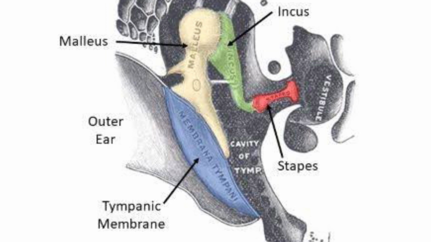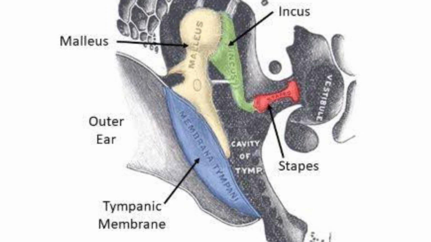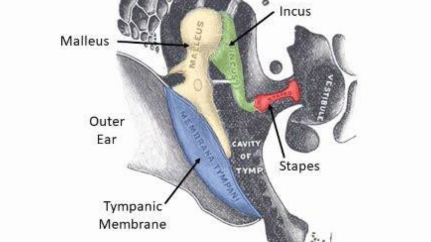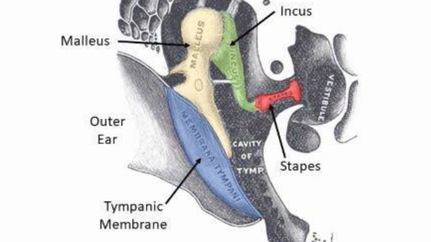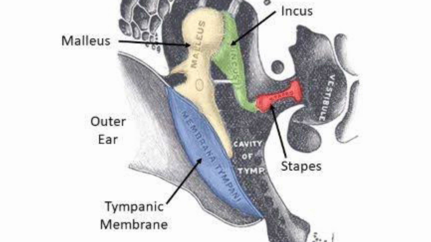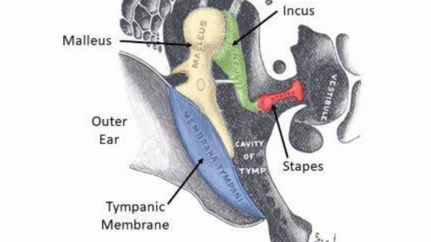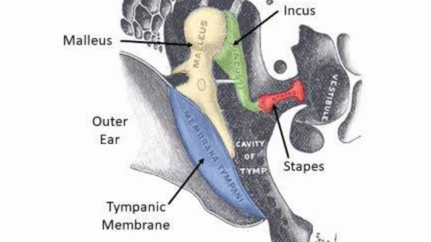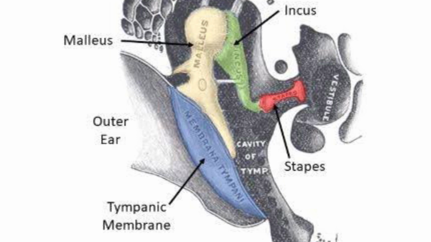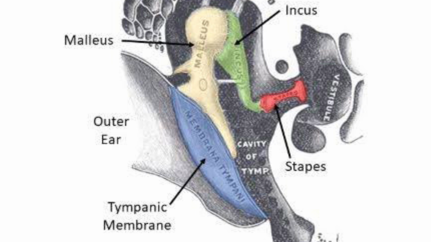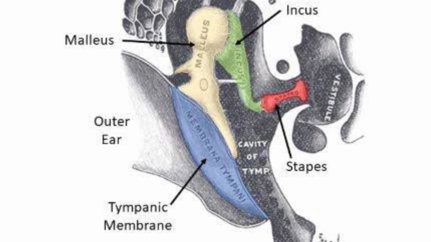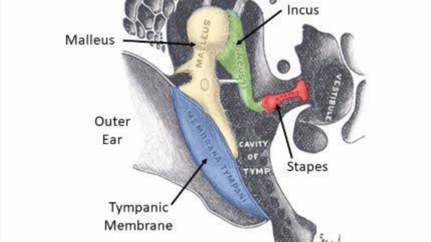Now the relations of the tympanic membrane. Laterally, it is the external auditory canal. Medially, there is the tympanic cavity. Superiorly, you can see there is the middle cranial fossa. Inferiorly, there is the jugular bulb. Anteriorly, there is the TM joint. And posteriorly, there are the mastoid cells. So these are the relations of the tympanic membrane.